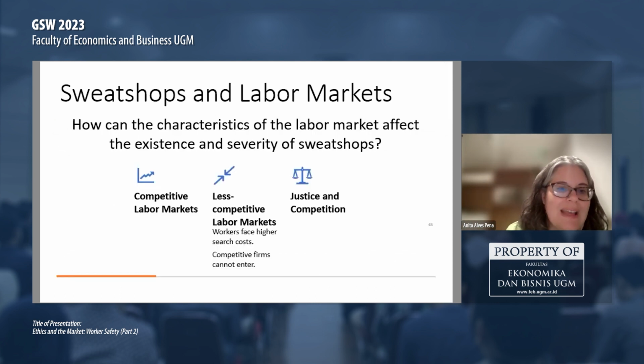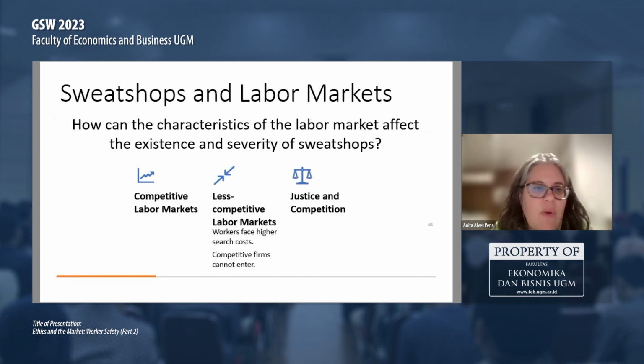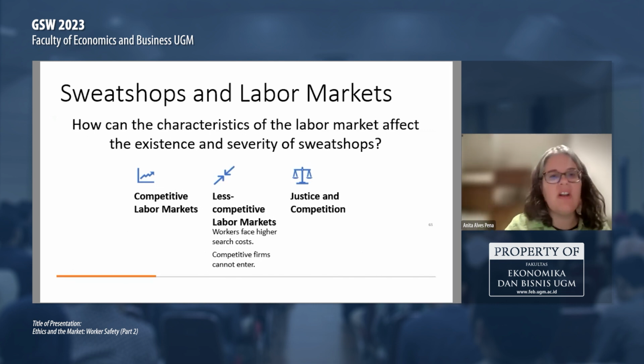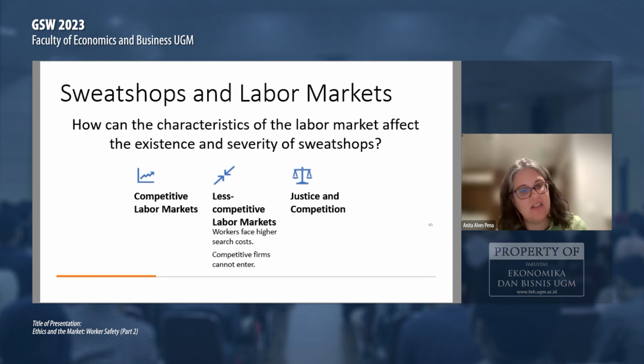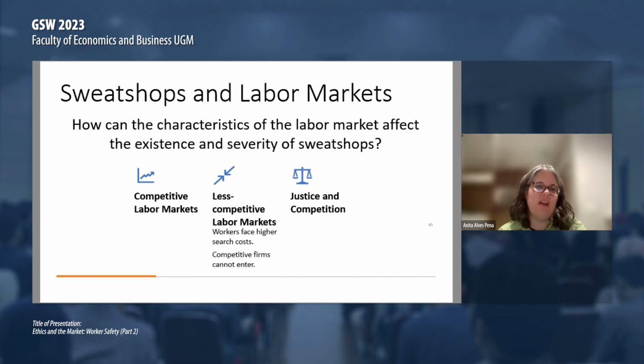When we're thinking about labor markets, particularly, we might be thinking about how the characteristics of the labor market may affect the existence or the severity of sweatshops. So we might think on both the intensive and the extensive margins. The extensive is about the existence or not of this type of institution, and the intensive margin is about whether each of these characteristics that we just described, happening in conjunction, are happening to a severe extent, and how severe that extent might be.